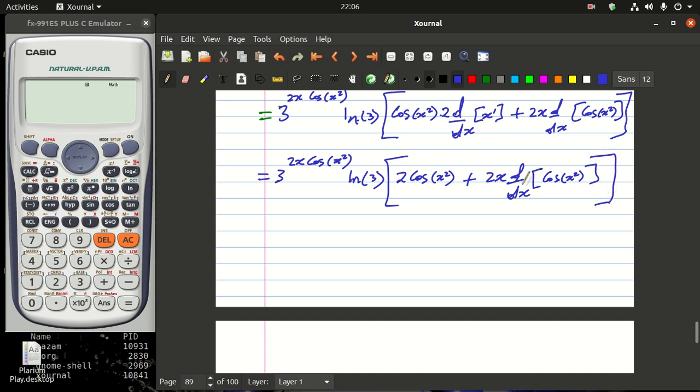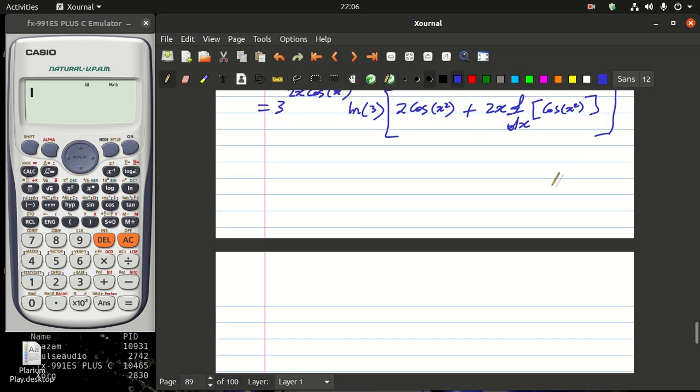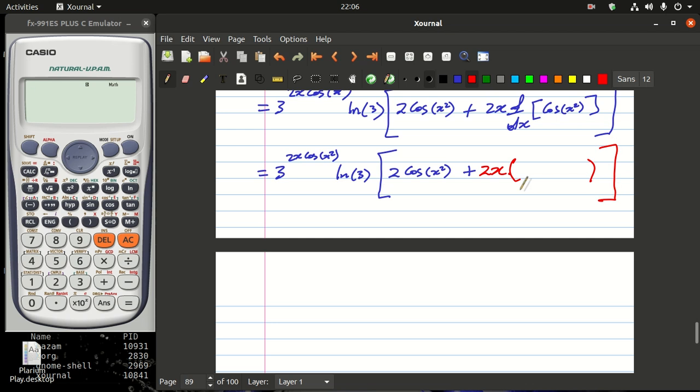Now we are only left with just finding the derivative of this whole thing here. How do we end up finding this derivative? I'm gonna start writing here. We know that this is supposed to be equal to, I'm still going to have 3 times cosine 2x cosine of x squared, and then I have ln of 3, and then inside, of course, I'm still going to have 2 times cosine of x squared, and then I'm going to have this part here is going to be 2x times whatever I'm going to get here. Let me just put some brackets and be ready.